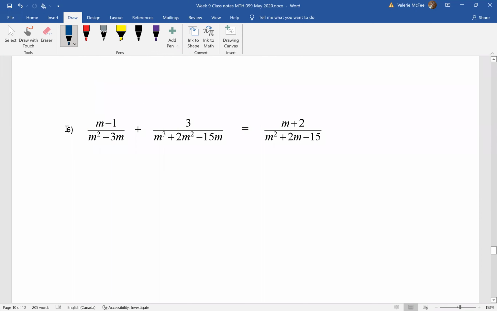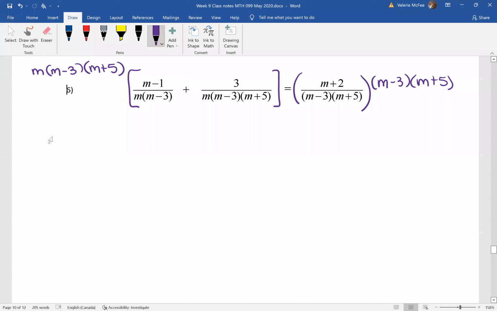Why don't you pause your video and solve question 6. So I factored all of the denominators and found the lowest common multiple to be m times m minus 3 times m plus 5. So we're multiplying both sides, oh, I forgot my factor of m there, by the lowest common multiple.